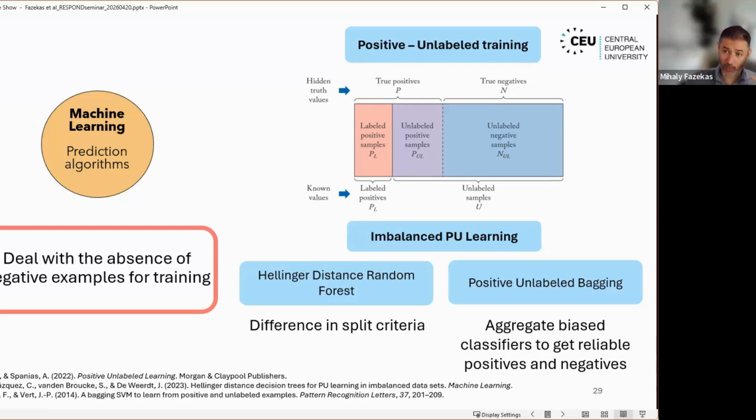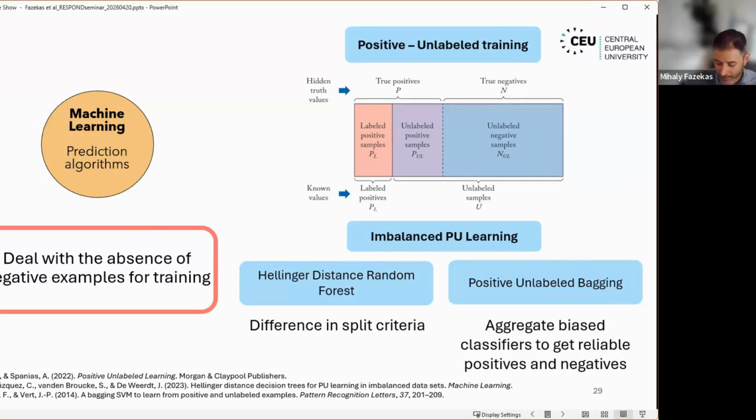Okay, so we have the proven cases which I can trust, more or less, and a lot of unlabeled cases with unknown status. So this is a classic positive unlabeled learning setup. And in addition, this is an imbalanced positive unlabeled learning.